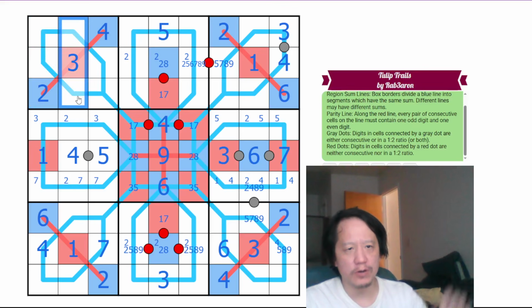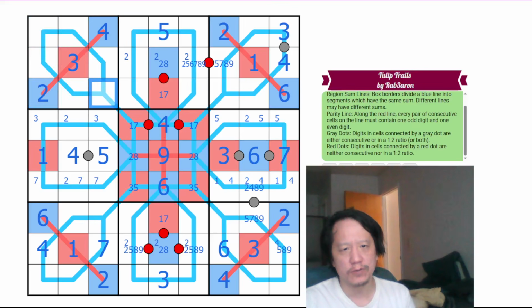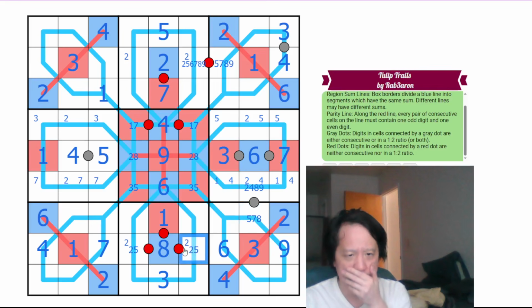1 can't be here or here, so 1 is here. That means this is 7 and 2. So this is 8 and 1. No 8 here, no 8 here. This has to be 2 and 8 with 2 and 5, which means that's 9 there. So no 9 there.